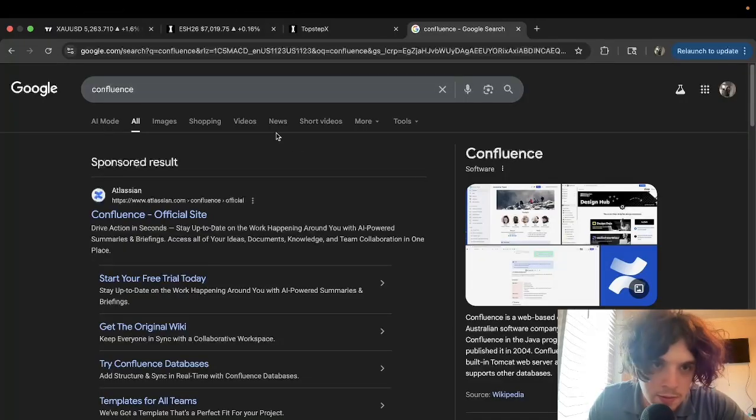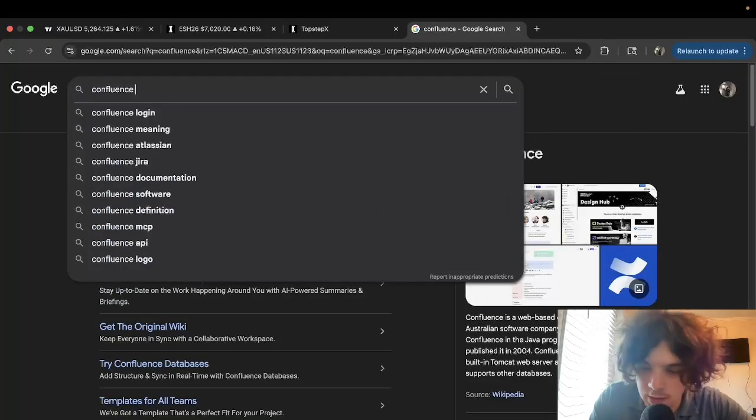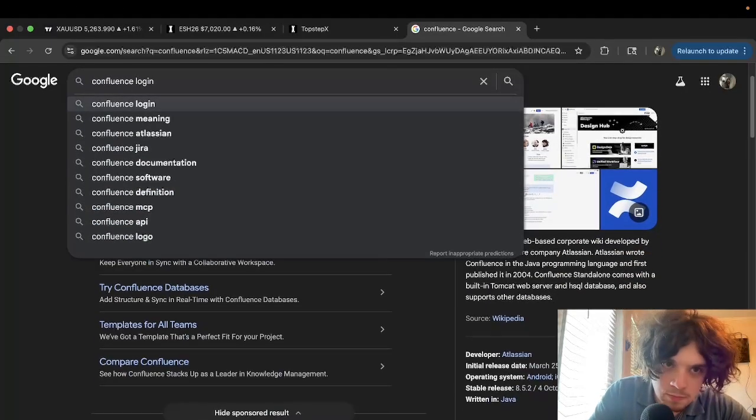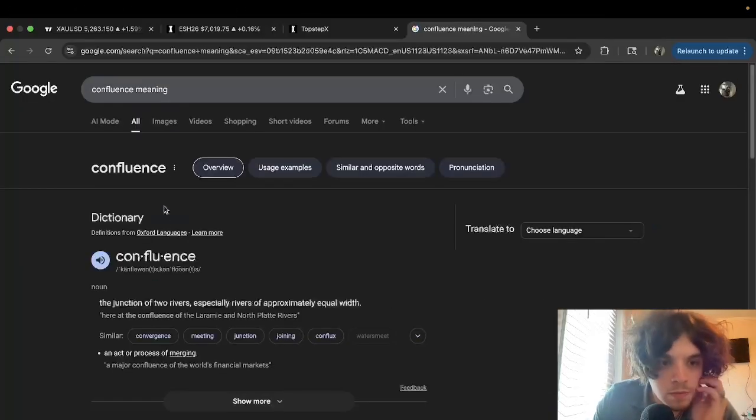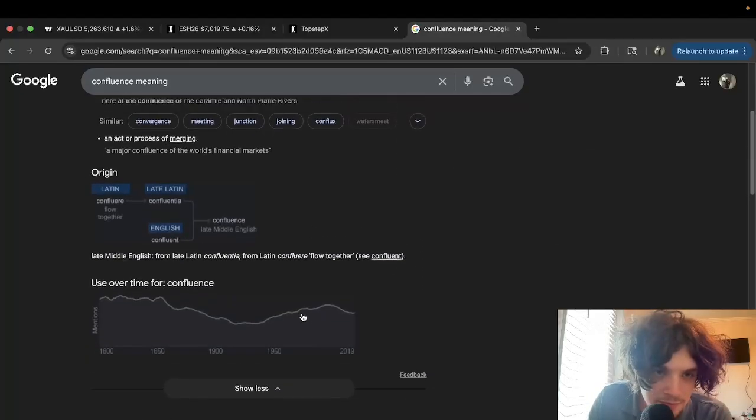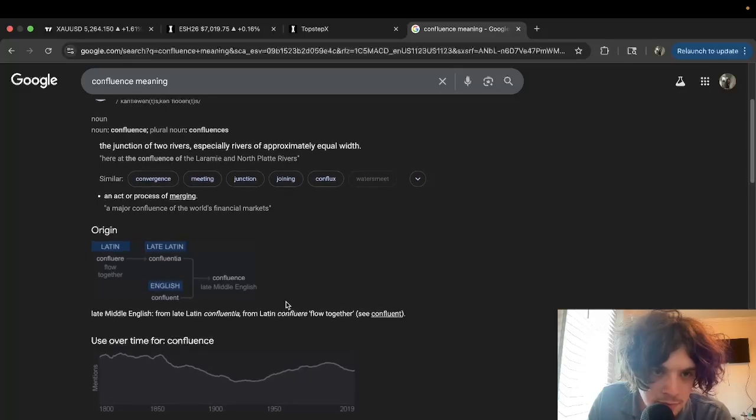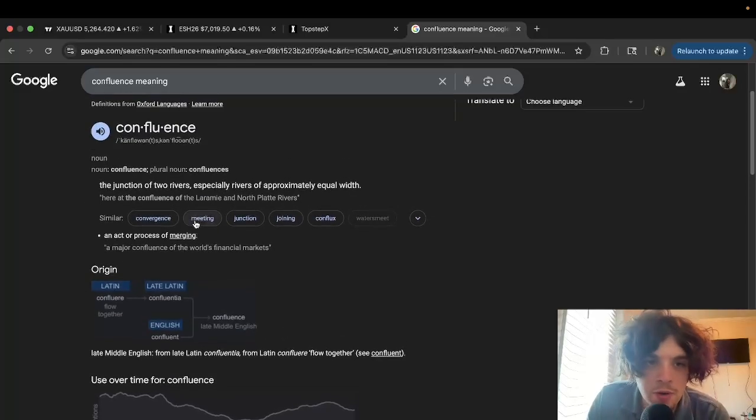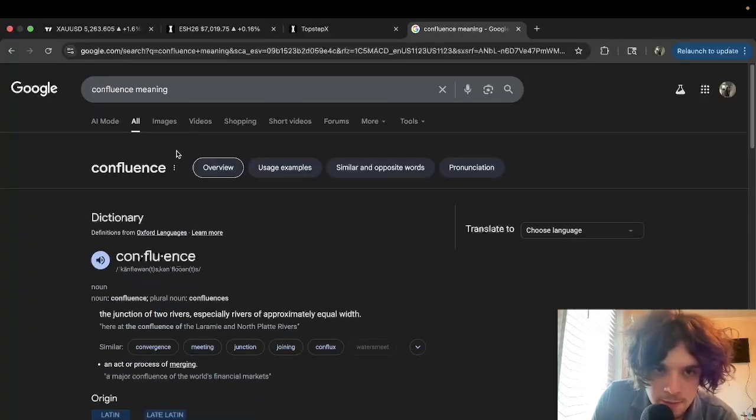Confluence. Meaning: the act or process of merging. So these little bits are within the process of merging into an actual strategy, if that makes sense.